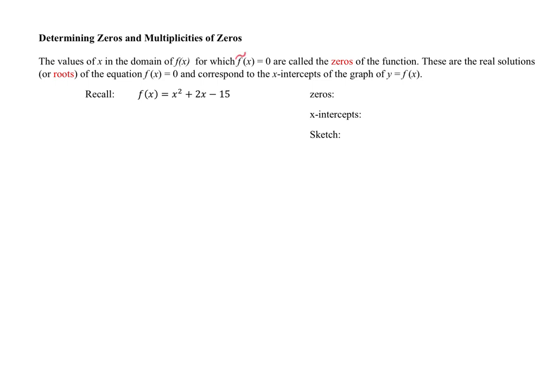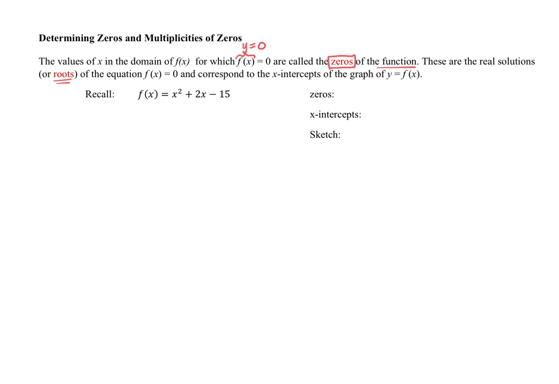Now remember, f of x is just a fancy way of writing y. So essentially, if we're setting y equal to 0 and then solving, the results are going to be the zeros of the function. These are the real solutions, which are also called the roots, of the equation f of x is equal to 0, and they correspond to the x-intercepts of the graph. It's easier to explain this if we look at an old example, because we've already looked at a lot of different quadratic functions, so let's circle back to those to see if this vocabulary makes sense.